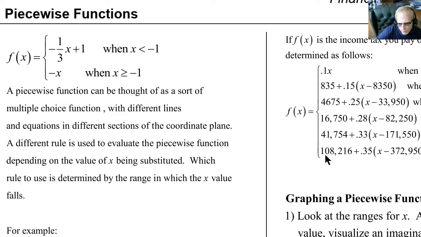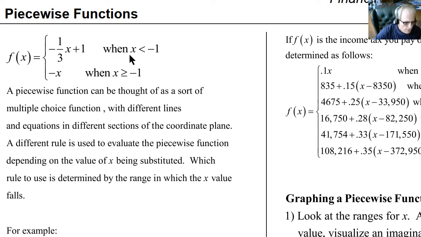And actually, if you look over here, you'll see that this is the piecewise function for the tax bracket from a couple years ago. And there were 6 different equations. And then after you see the equation listed, it'll give you the constraint or the condition that tells you what region or what values of x that equation is applicable.